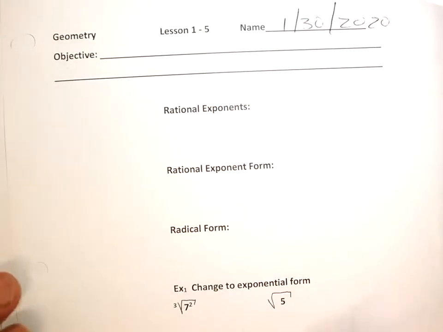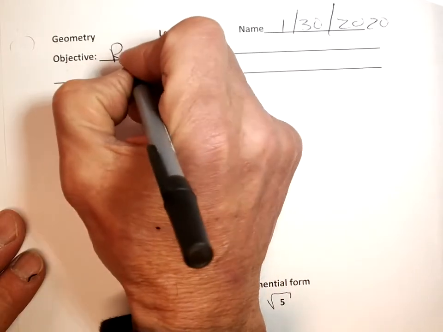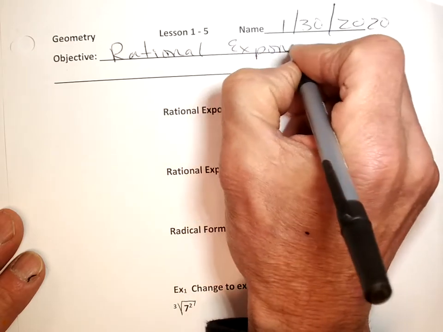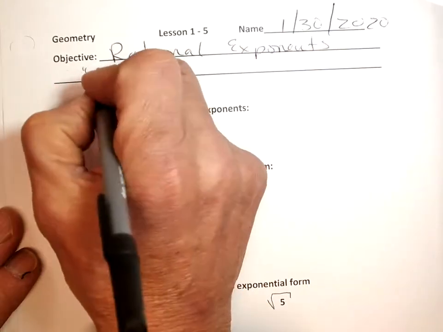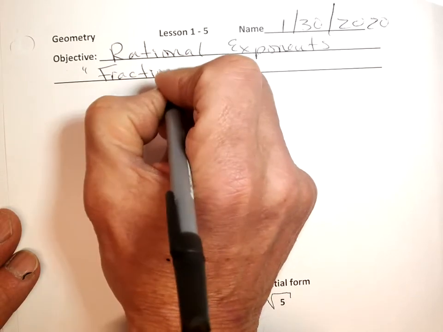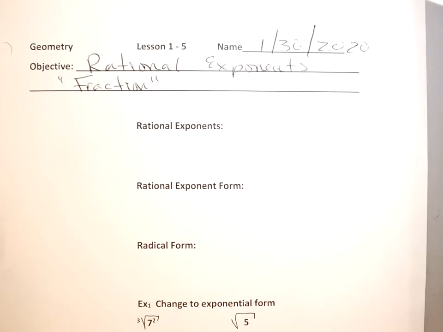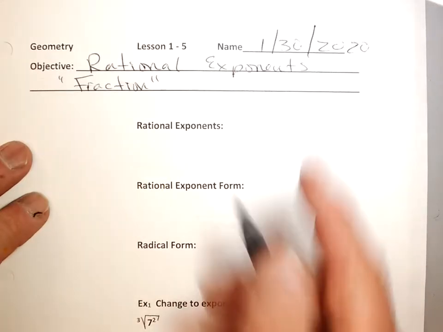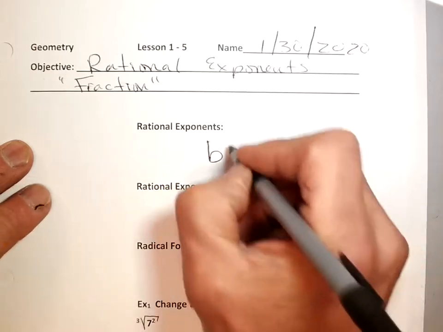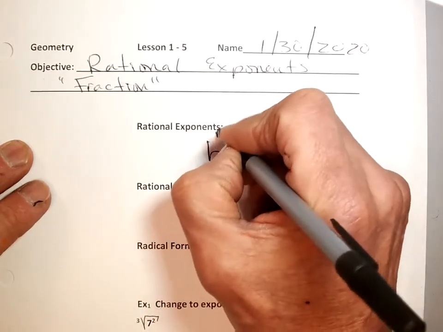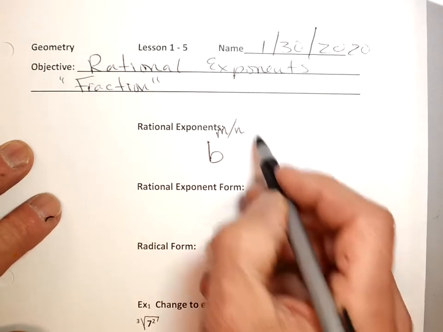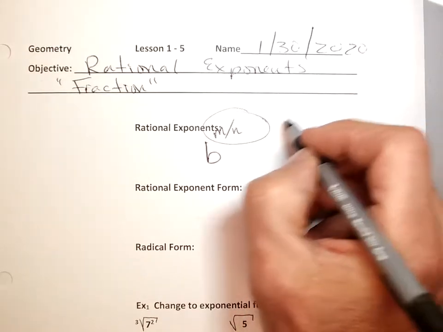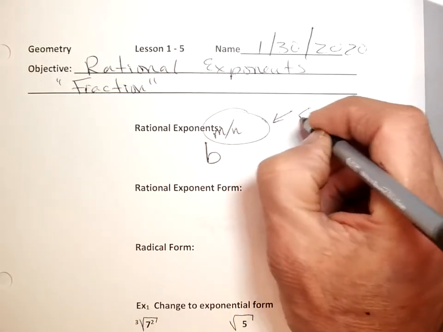Wow, okay. The objective, what we want to do today is talk about rational exponents. And the word rational just means fraction. Okay? So, a rational exponent is some base to some m over n, and the rational exponent is that. It's a fraction. The exponent is just a fraction.